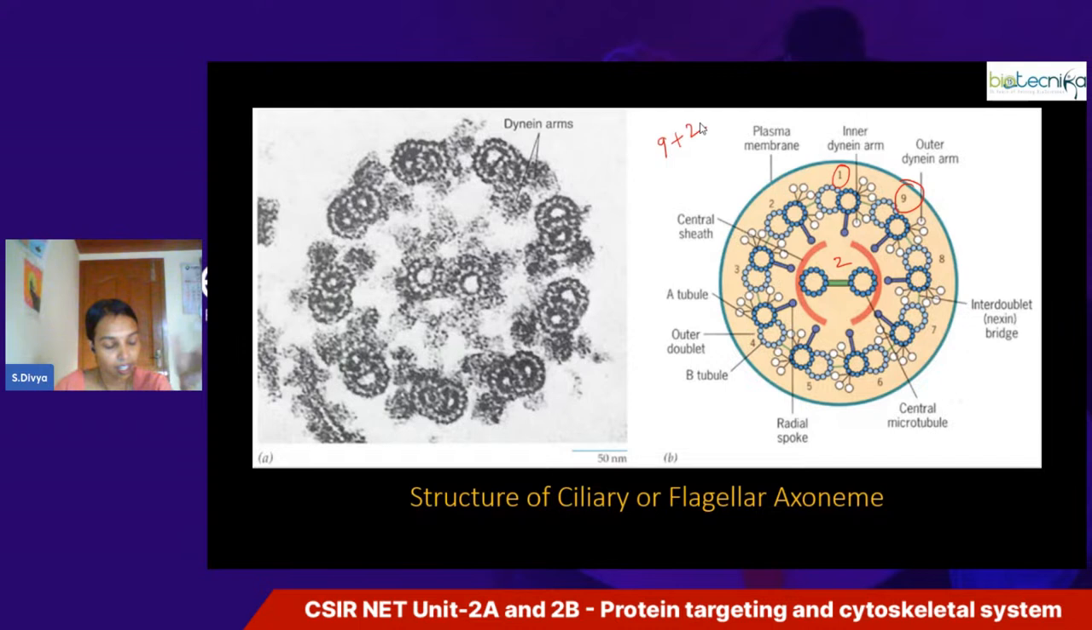Can anyone answer this question? Yes. 9+2 arrangement is not conserved. It varies from species to species.